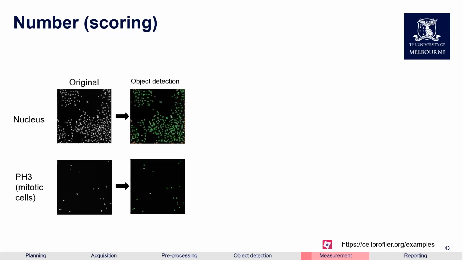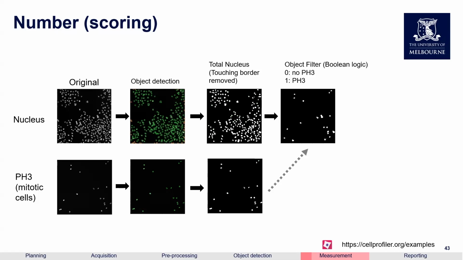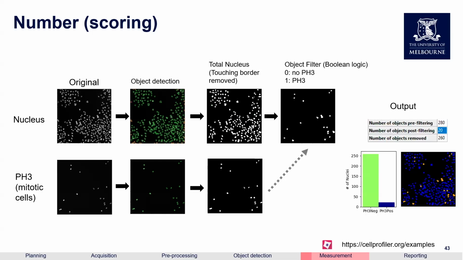The first step would be detecting individual objects in each channel, so nuclei area and mitotic cell area. And very often we want to remove anything that's touching the image border, as those are usually incomplete objects. And then using some Boolean logic I mentioned, we can filter the nuclei based on whether they overlap with a PH3 object. And we score 1 if they do and 0 if they don't. Then this gives us a total count and positive counts, which can then be plotted or shown as a result overlay.